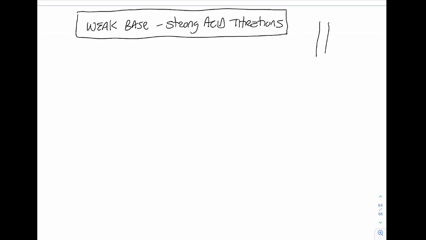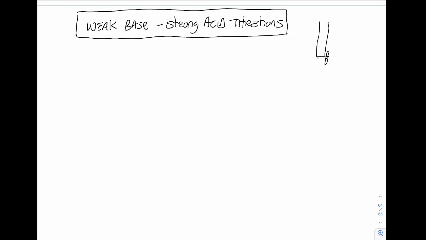In this video, we're going to look at weak base, strong acid titrations. And we're going to start out with the weak base. So the base is what's going to be in our Erlenmeyer flask. The acid is going to be our titrant. So we're going to start out with a basic pH and become more and more acidic as the reaction, or as the titration, proceeds. So quick little sketch, right?